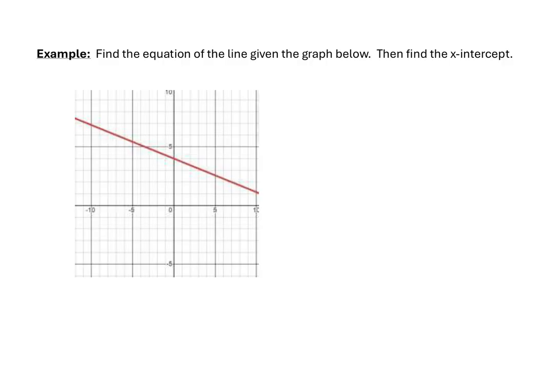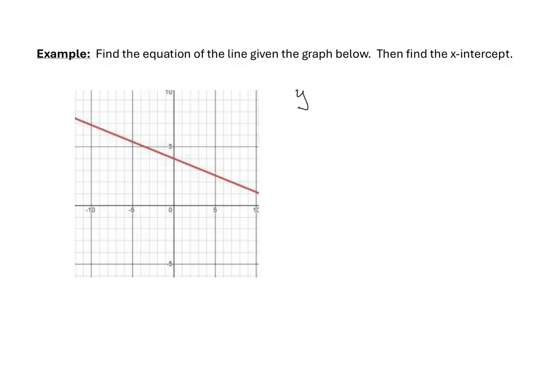All right, the first thing that we want to do, we have an example here. We want to find the equation of the line given the graph below, and then we're going to go ahead and try to find the x-intercept. So let's start by finding the equation. Okay, well, this one is going to be pretty easy in order to write it in slope-intercept form. The first thing that I want to do is identify my y-intercept.